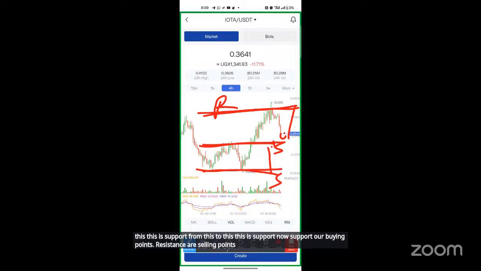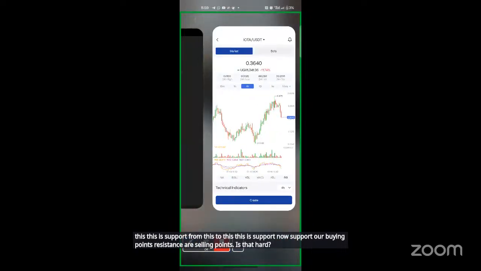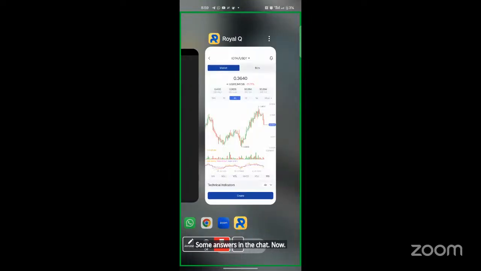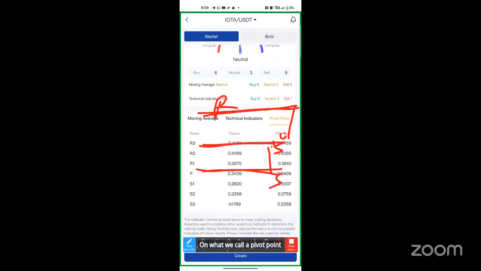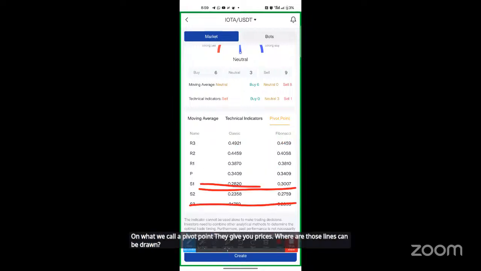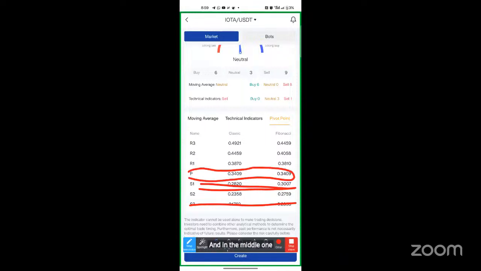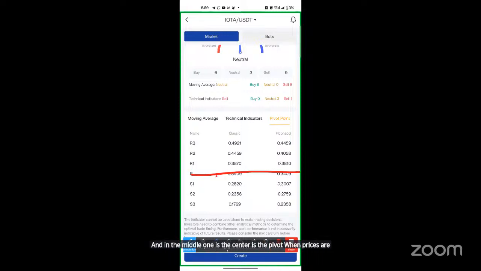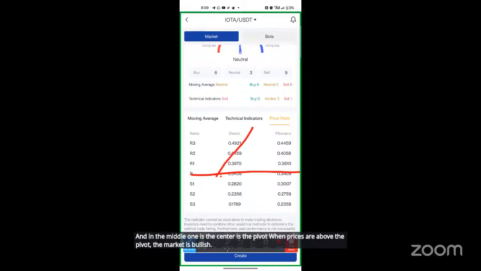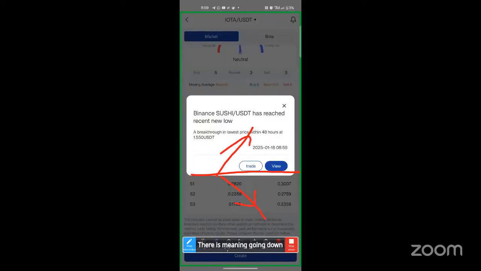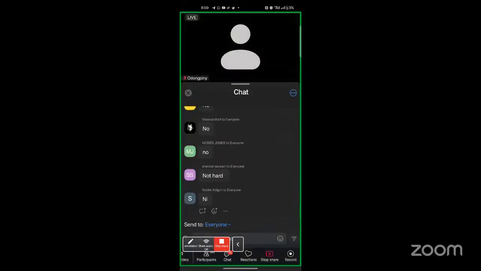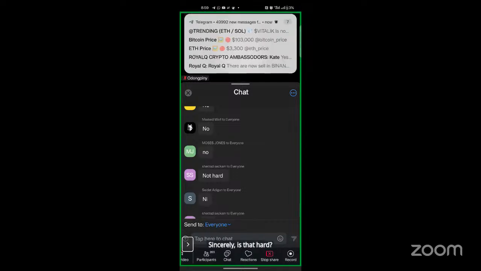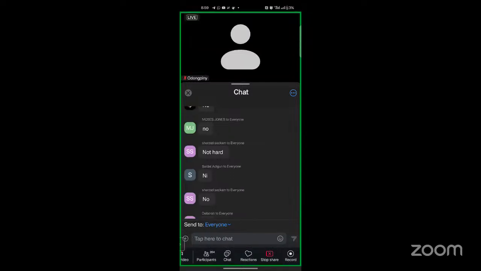Is that hard? Some answers in the chat. Those points are here on what we call a pivot point. They give you prices where those lines can be drawn, and the middle one is the center, the pivot. When prices are above the pivot, the market is bullish. When prices are below the pivot, the market is bearish. Bearish meaning going down, bullish meaning going up. Is that hard? Sincerely, is that hard? I need to be fair.